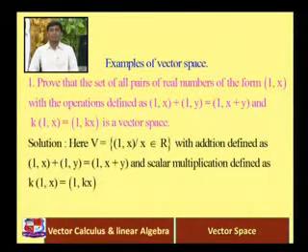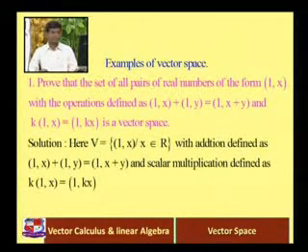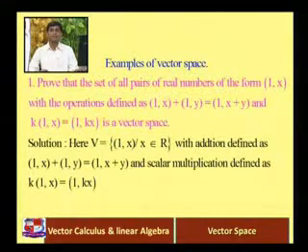So how do we define addition? (1, x) + (1, y) is equal to (1, x + y), and the scalar multiplication is defined as k times (1, x) is equal to (1, kx). So we use this addition and scalar multiplication, whatever is given in the statement. Let's try to prove all the 10 conditions one by one.